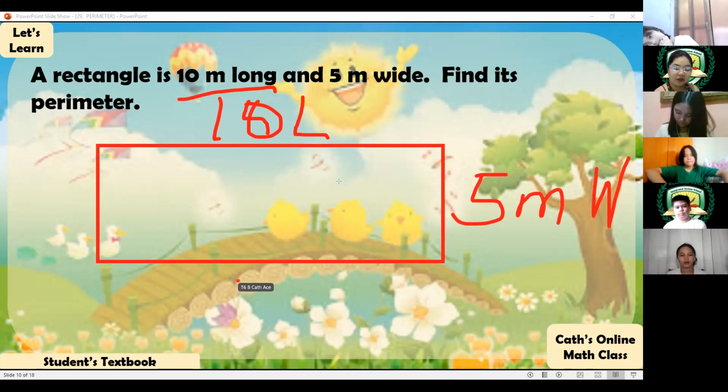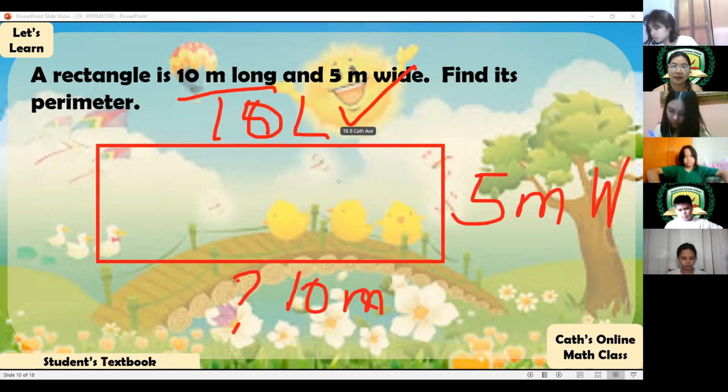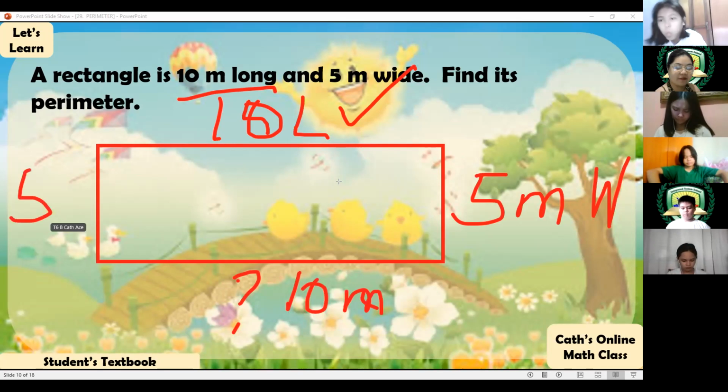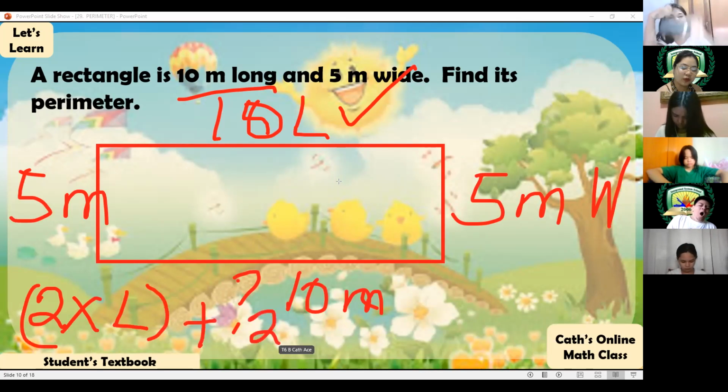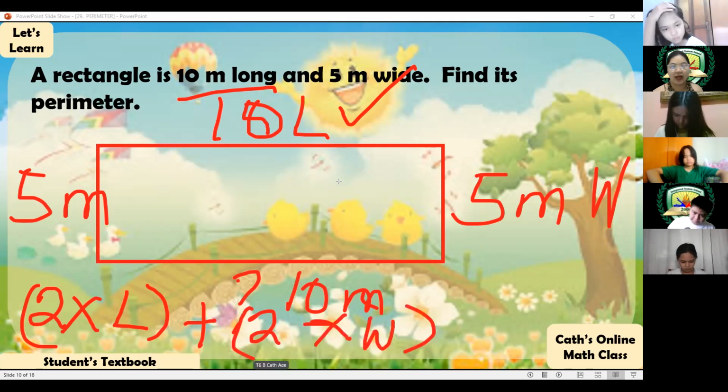Ito, ano nito? 10. Tama, 10 meters din. Kasi this one is the opposite side of this one. Di ba sabi natin yung mga opposite sides nila congruent din? Kaya ito ay 5 meters din. So you just need to add this all up. So 2 times the length plus 2 times the width. Yan, i-add nyo lang. Do you understand?